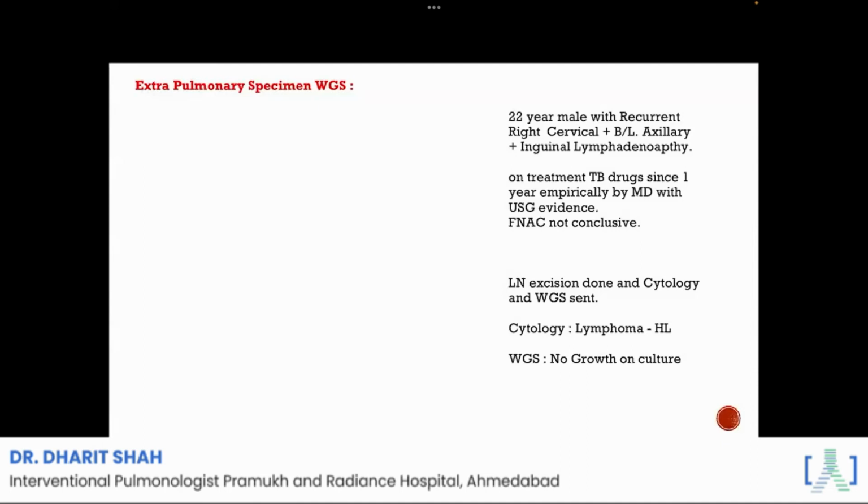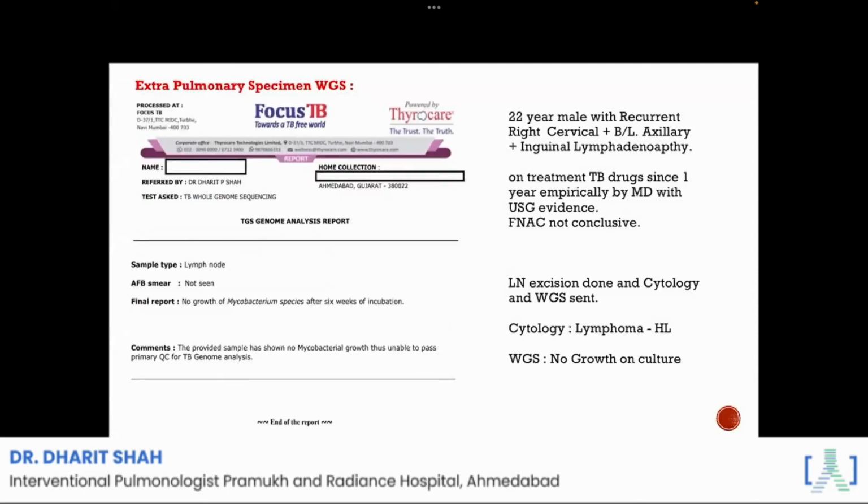This is the interesting part: cytology suggests lymphoma. It is not tuberculosis. It is Hodgkin's lymphoma. And the WGS report concludes that the specimen is a lymph node, with no AFB and no growth of Mycobacterium species after 6 weeks of incubation.